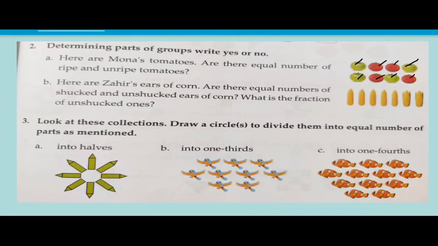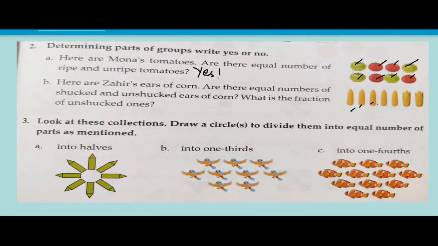Yes, it is equal. So here you will write yes, Y-E-S, yes. Okay. Next, here are Jahir's ears of corn. Are there equal numbers of shocked and unshocked ears of corn? What is the fraction of unshocked one? Here you can see that corns are there. Yes. So they are not equal.